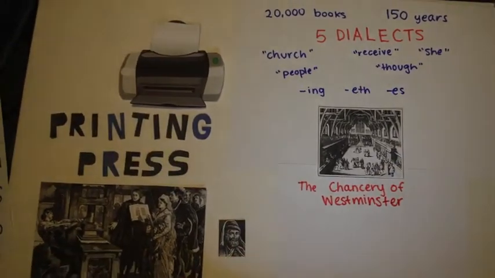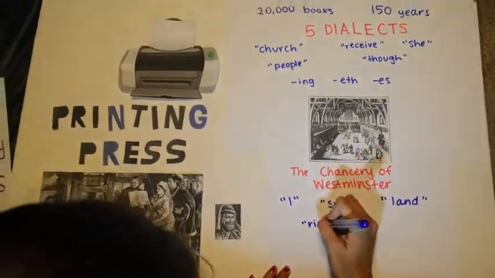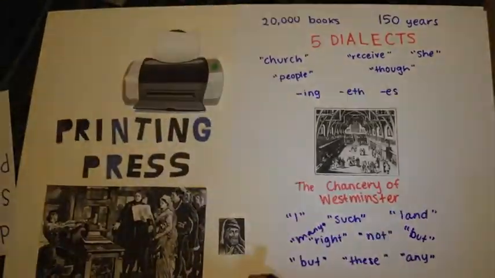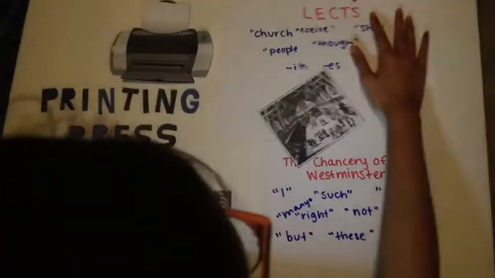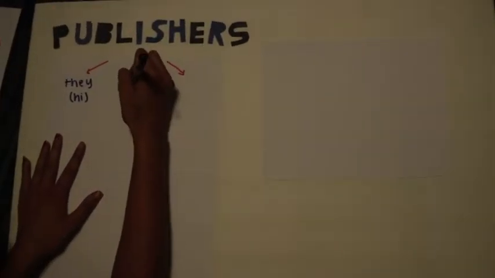It was the Chancery of Westminster that made an attempt on standardizing spelling, and did so with words like I instead of the Germanic ik, and other words like such, right, but, not, any, these, and so on. However, it was the publishers that had the most control because they were the ones creating the print material. They even created the words they, their, and them.